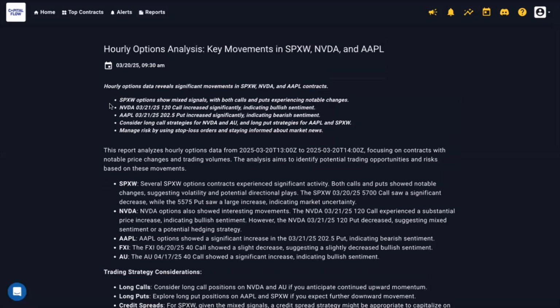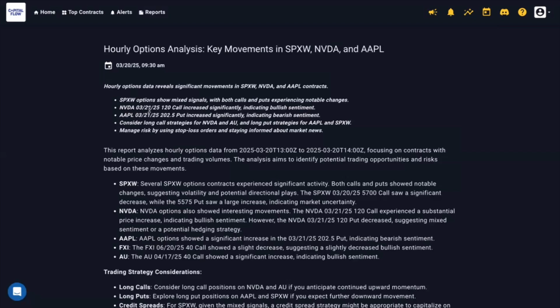So first off at the top, this is really what people are coming for, right? This is kind of the overall summary. It's going to tell you what contracts are being bought, what's moving, some potential trading strategies, right? So first off, you have SPXW options are showing mixed signals, calls and puts experiencing noticeable changes, right? So that's the SPXW summarized.